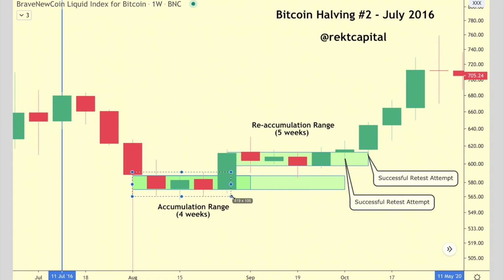and then you have halving number 2, where we have an accumulation range of 4 weeks, followed by a reaccumulation range above that range, with the sole purpose of once again successfully retesting the top of the old range. So you can see that that successful retest attempt is very much clear right over here. But this range lasted a little bit longer. So in any case, a key tendency is that we always see a new range form above an old range.